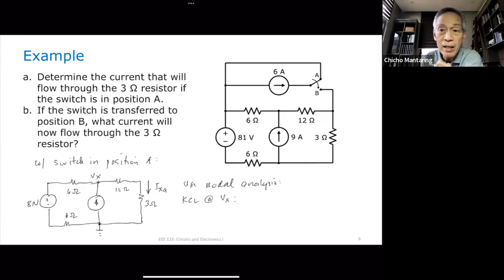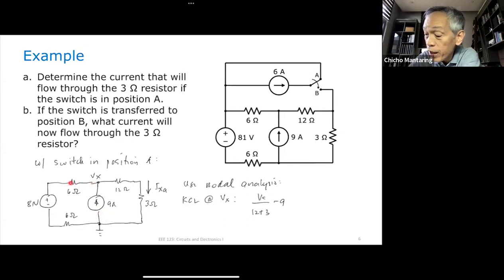This is practice for you in doing nodal analysis. You can try to do this in parallel with me. The current flowing to the right here will just be V_x over 12 plus 3. The current flowing up here will be negative 9, because it is flowing into the node.